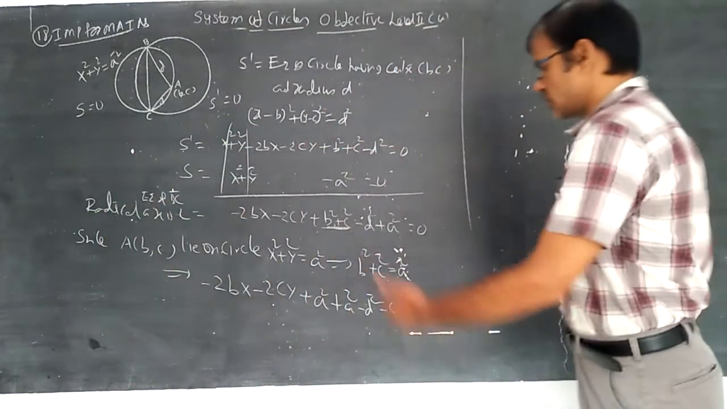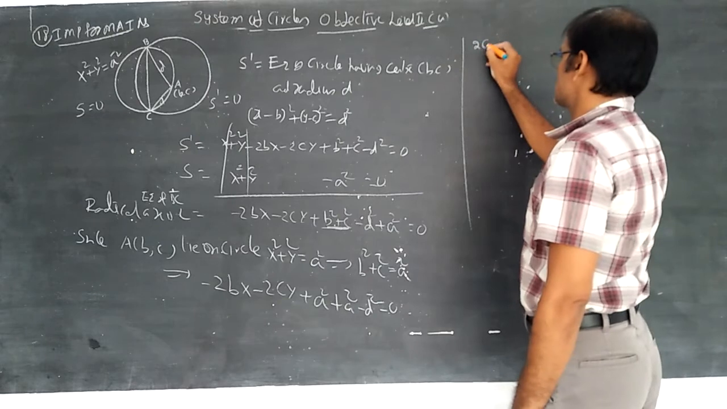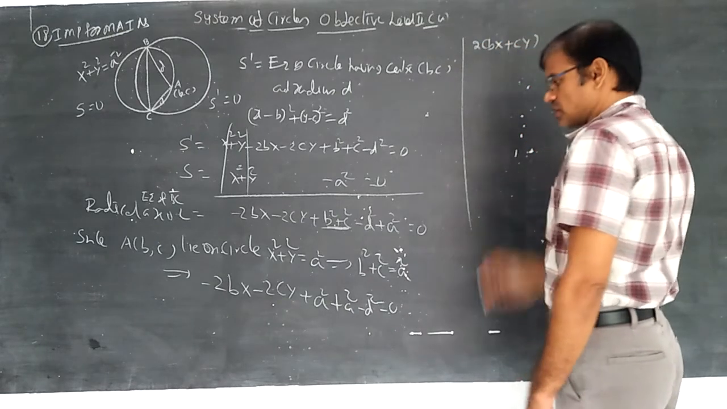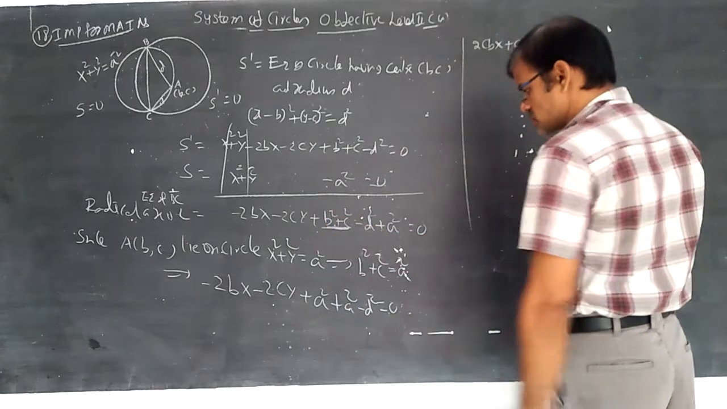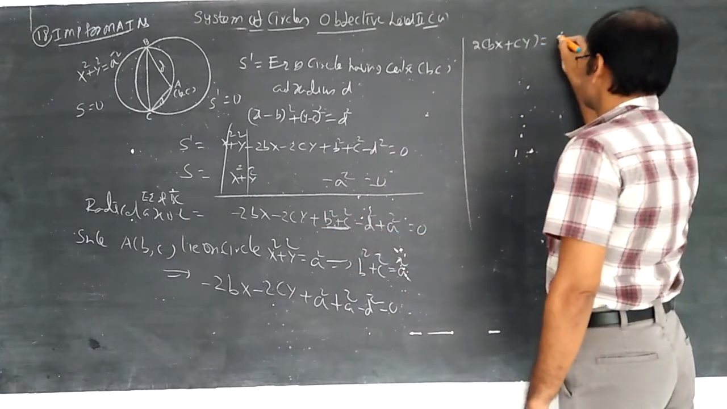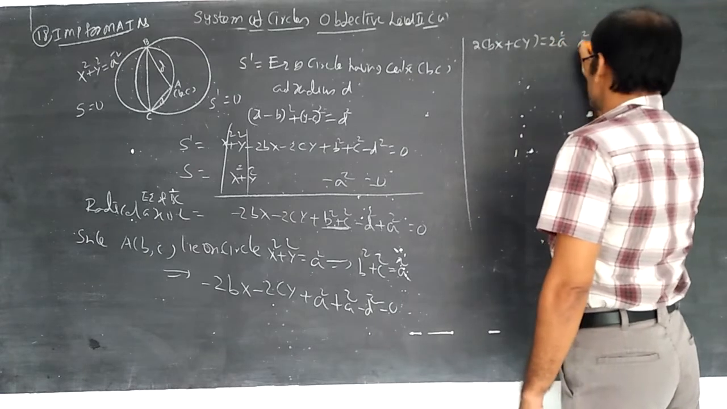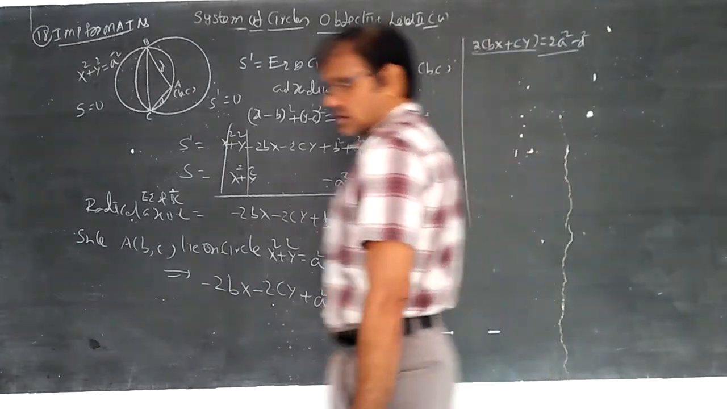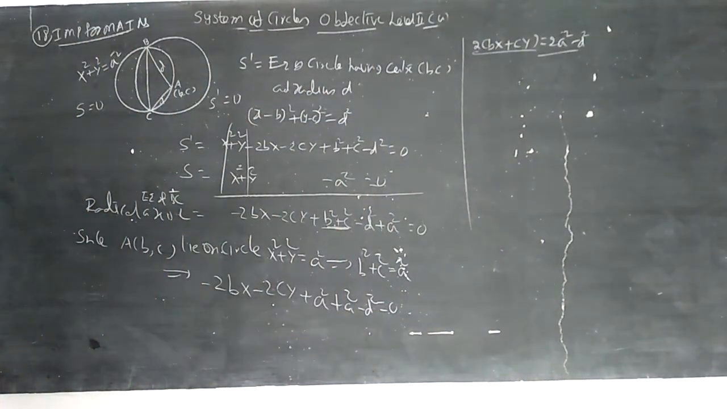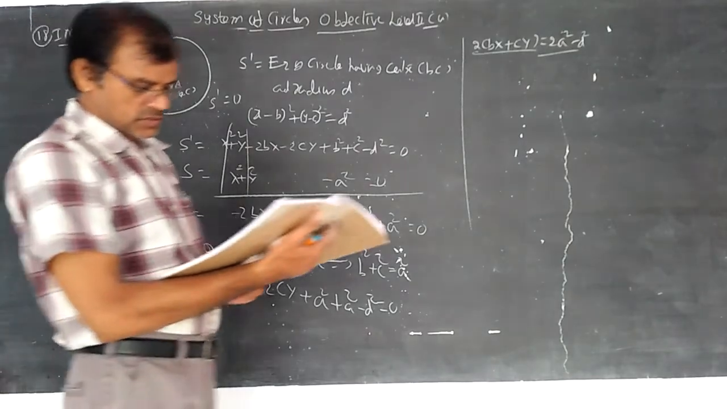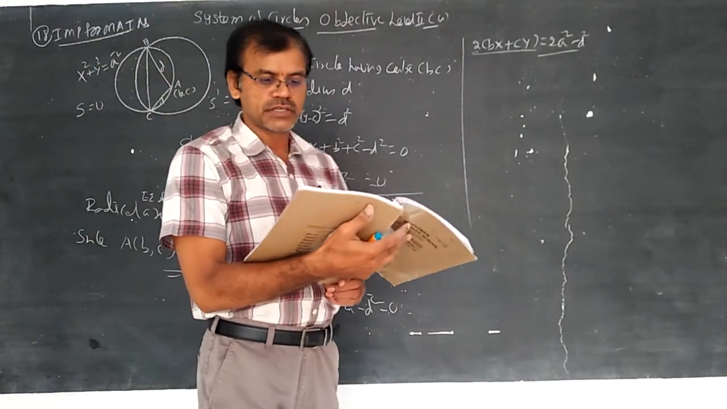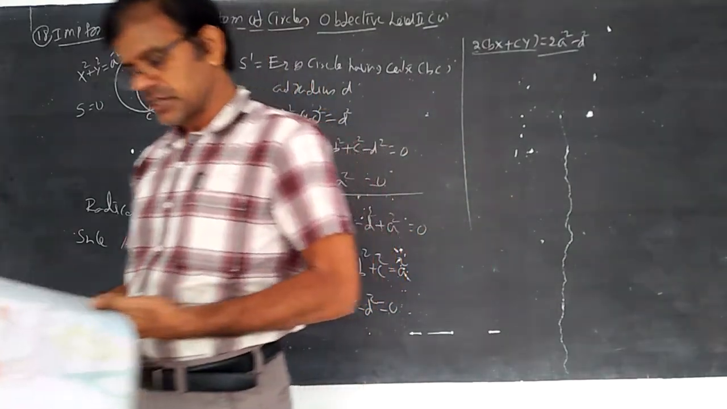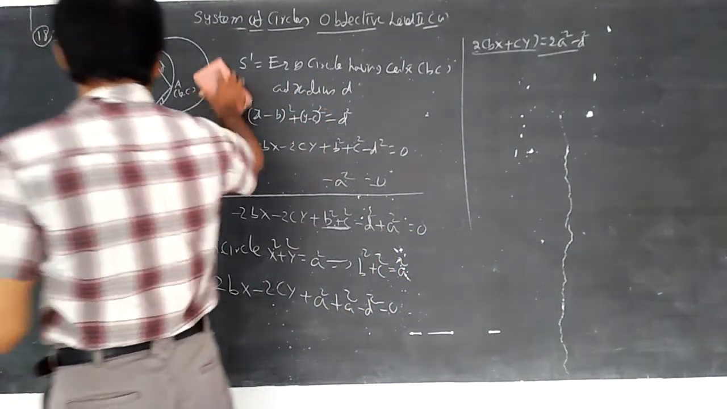In the next step, whenever the minus is taken to this side it becomes plus. So taking 2 common, you can write 2 into bx plus cy is equal to 2a square minus d square. That is the required equation of the radical axis. According to the options, the 18th question answer is the fourth option. 18 completed. Let us discuss the 19th question, which is the last question of the laboratory class.